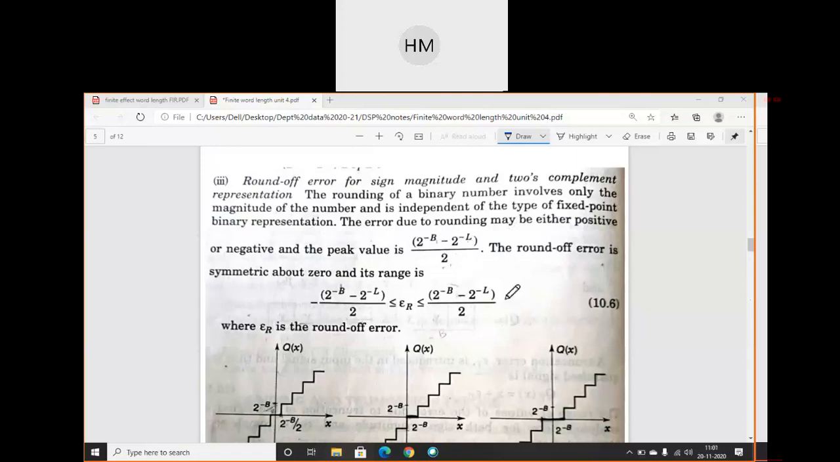The round of error is in the range. So this you have to remember. Numerical can be asked. They can give you L and B. They will tell you to find out the round of error or truncation error.